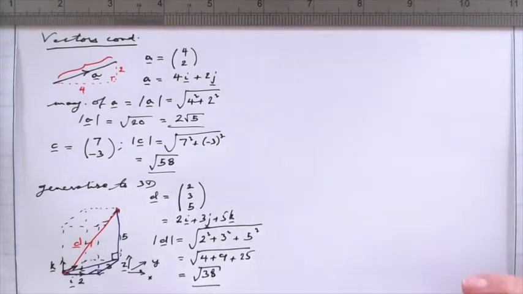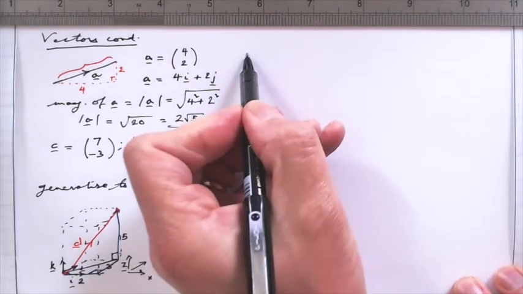So I'm going to leave 3D vectors there. They're not really studied that much at this level of maths, but I think you are expected to know that they exist and how to represent them and how to calculate their magnitude. The last topic in this vectors subject is something called position vectors.